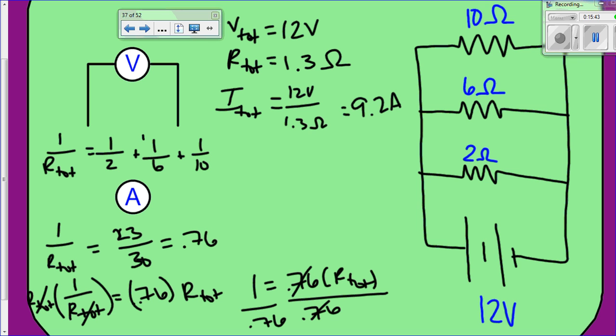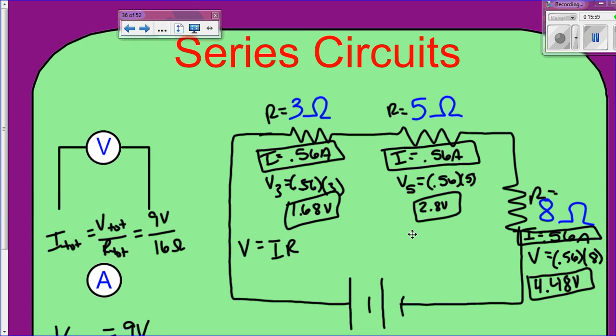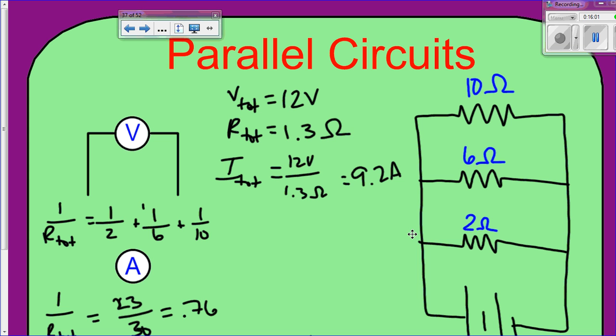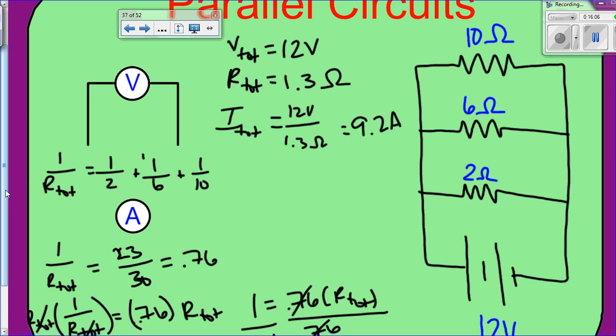Okay, now that we know all of our totals, let's use this information to go in and solve for the individual information at each resistor. Now, remember, what is the same in parallel? Is it voltage or is it current? If we go back to my notes, remember in the parallel, it's the voltage that's the same. And so if 12 volts is my total voltage, it's also going to be the voltage at each of those resistors. So at the 10 ohm resistor, it's 12 volts. At the 6 ohm resistor, it's 12 volts. And at the 2 ohm resistor, it's 12 volts.